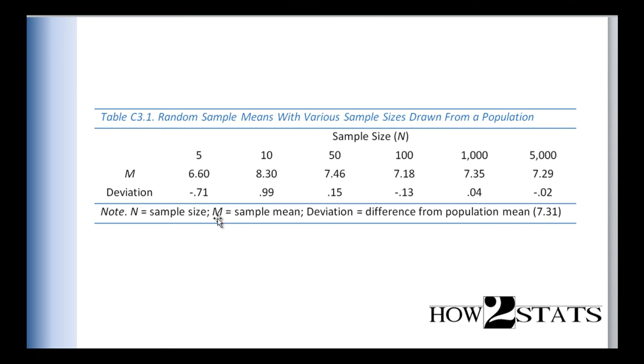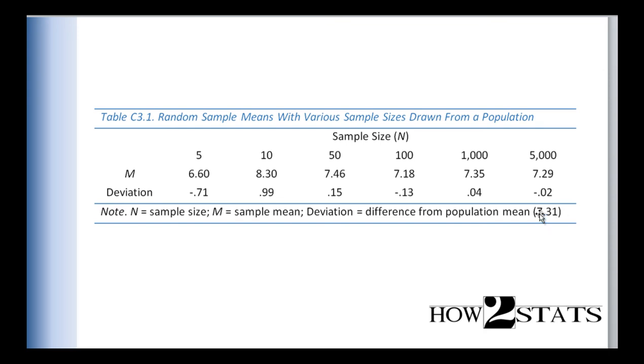A sample mean is denoted with the symbol M, italicized here. So these are all the sample means. We can see there's a trend, although it's not perfectly consistent, for the sample mean to be closer to the population mean as the sample size gets larger. At 100, the deviation was reduced to negative 0.13 because 7.18 was the mean I calculated from the 100 random cases I selected from the population of 100,000. Once we get to 5,000 cases, we're getting extremely close to the population mean of 7.31.